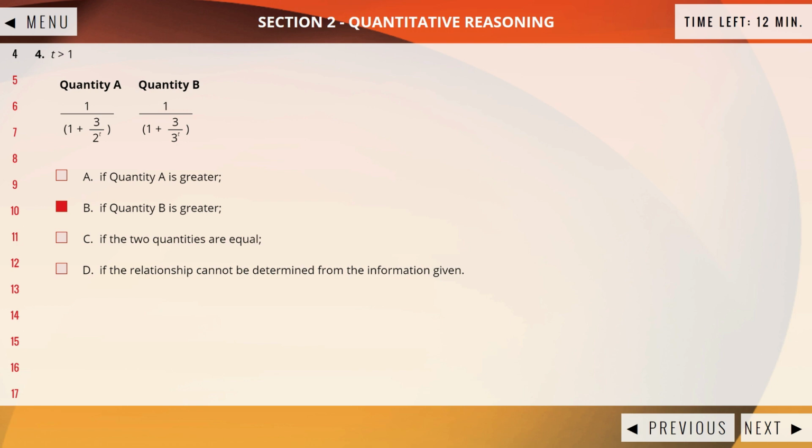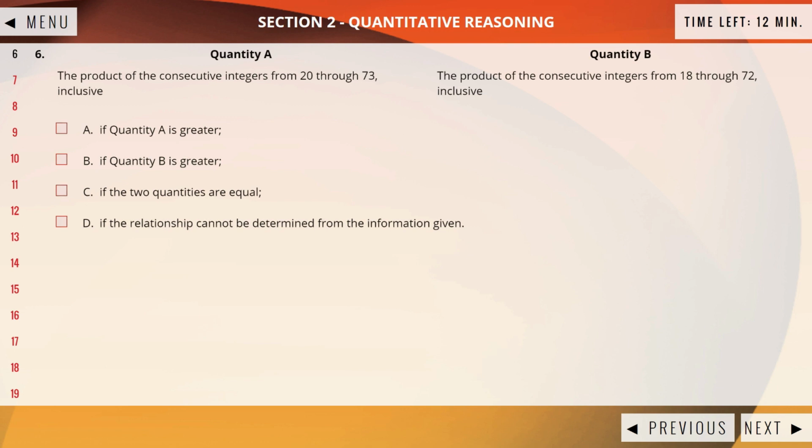Let's do the other question I missed, which was not that one. I want to come back to that one. This one. Product of the consecutive integers from 20 through 73. The product of the consecutive integers from 18 through 72 inclusive.